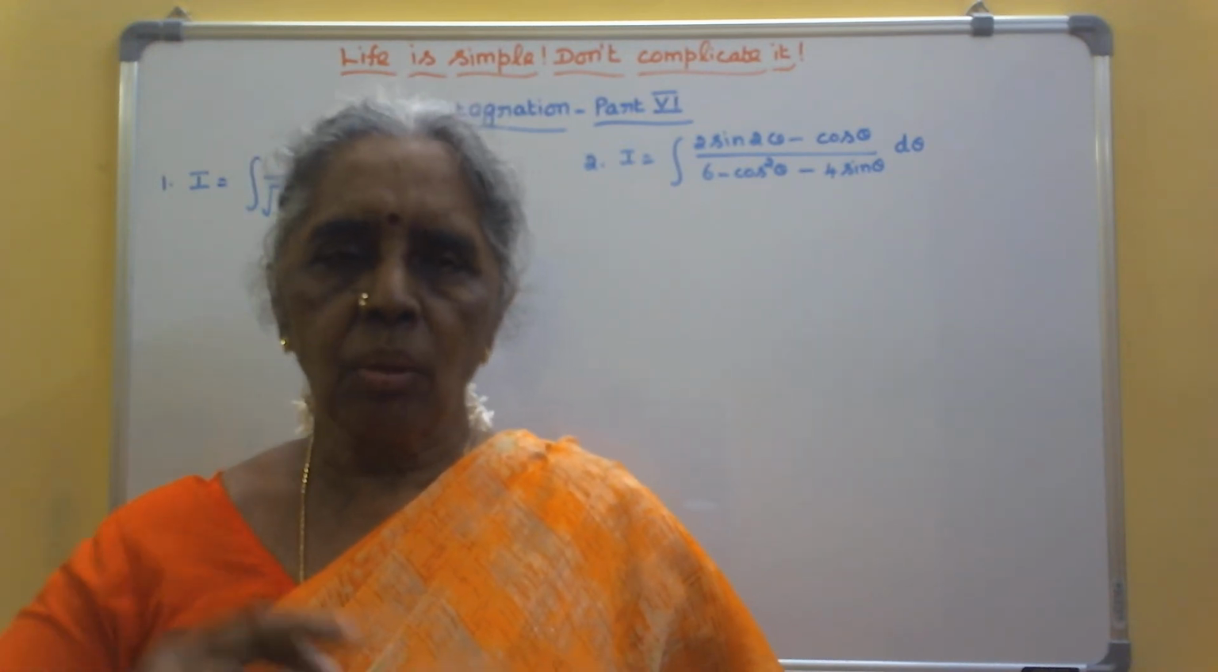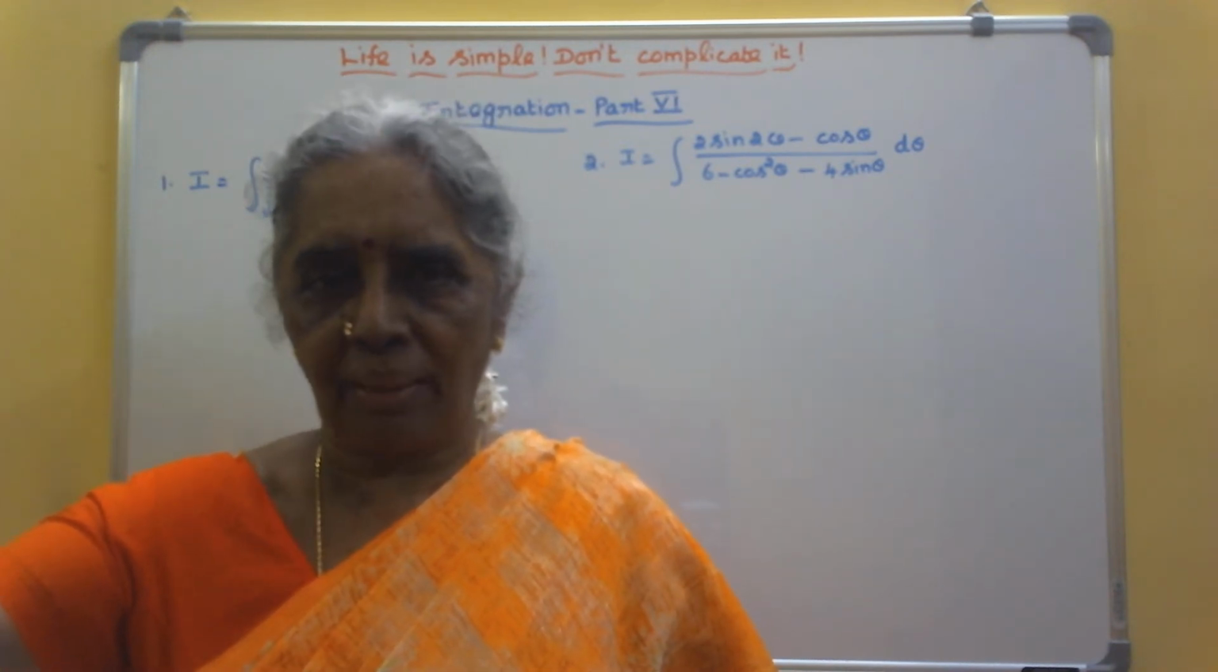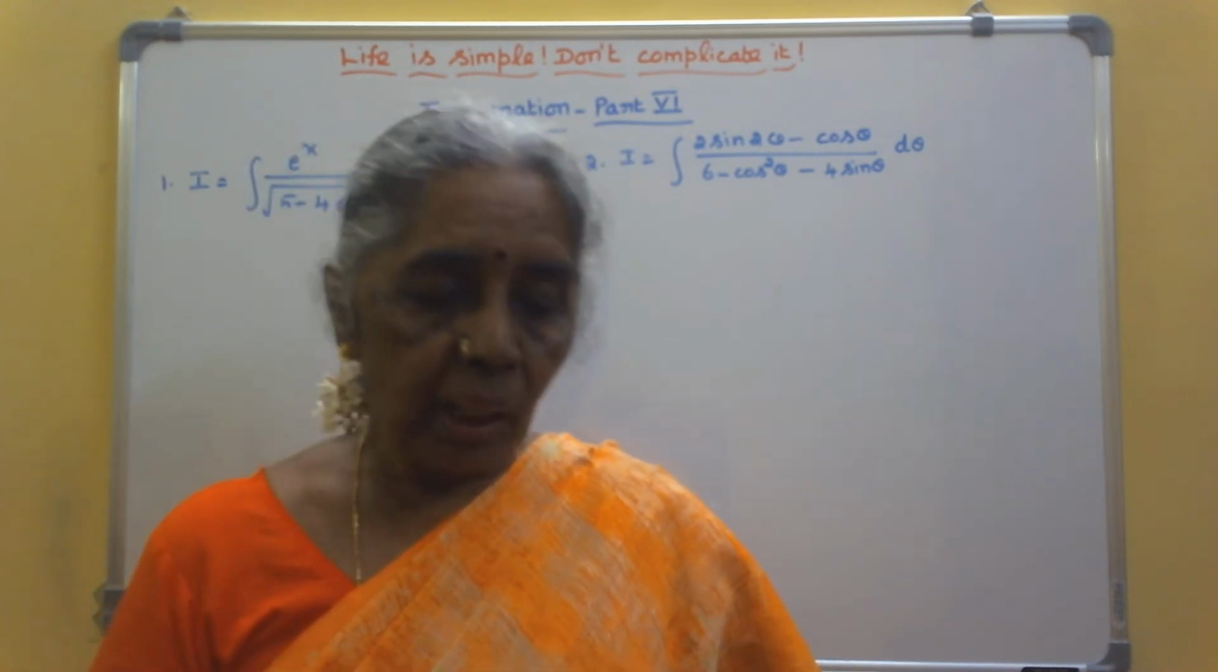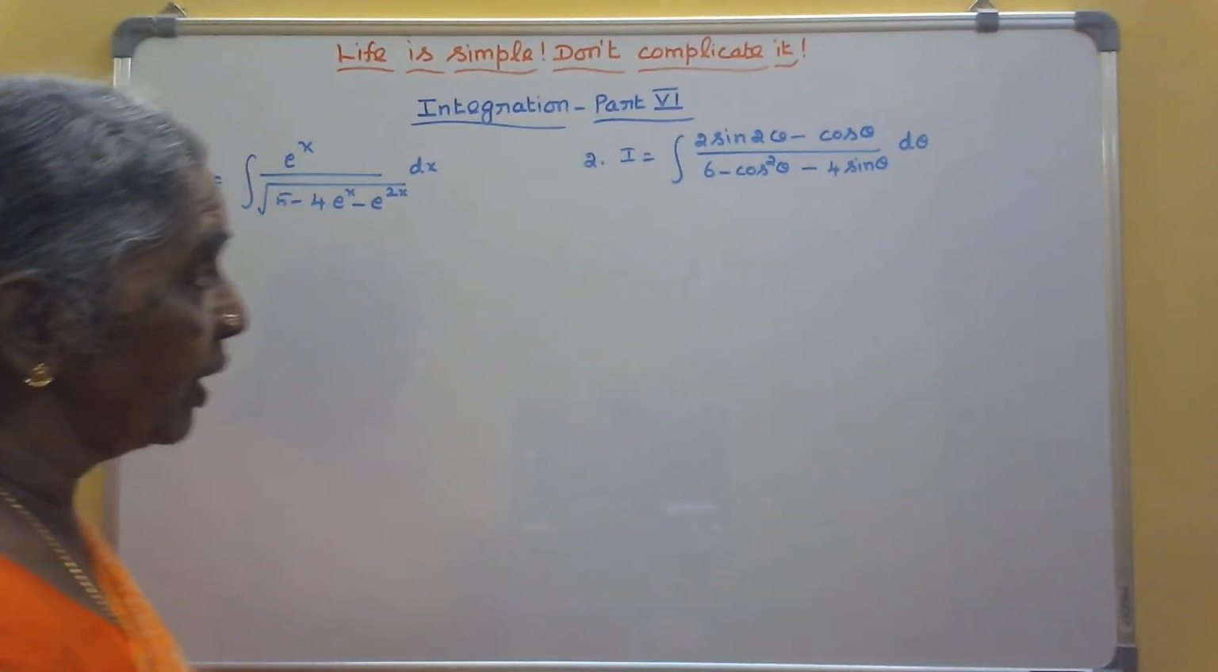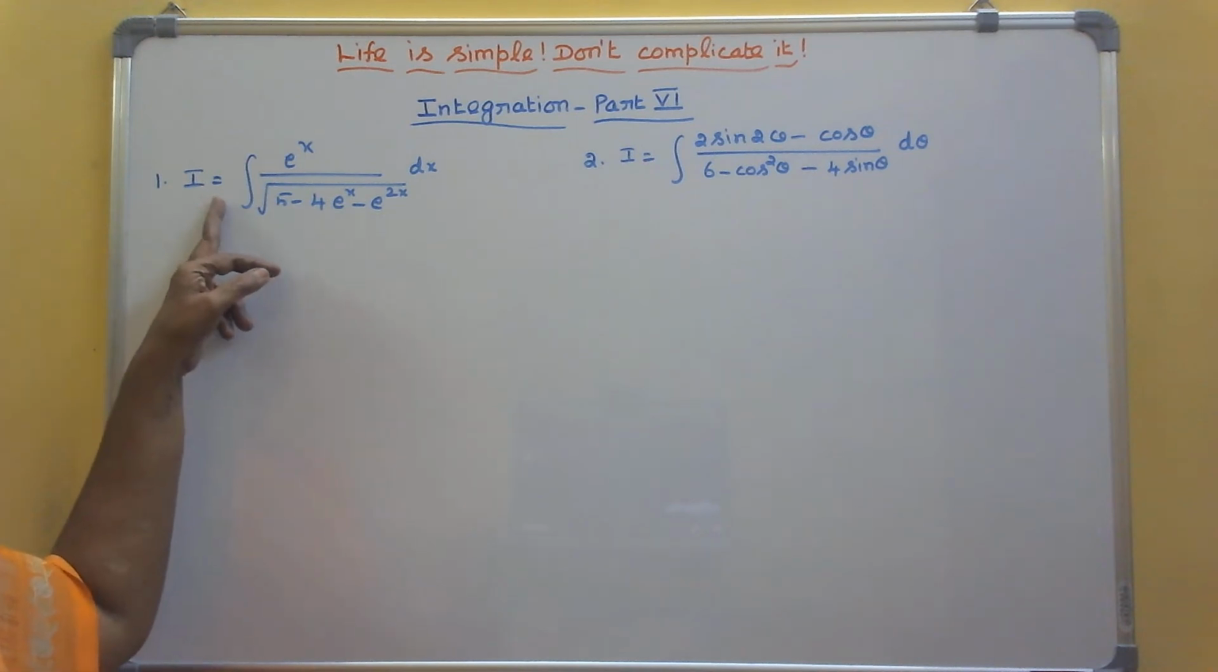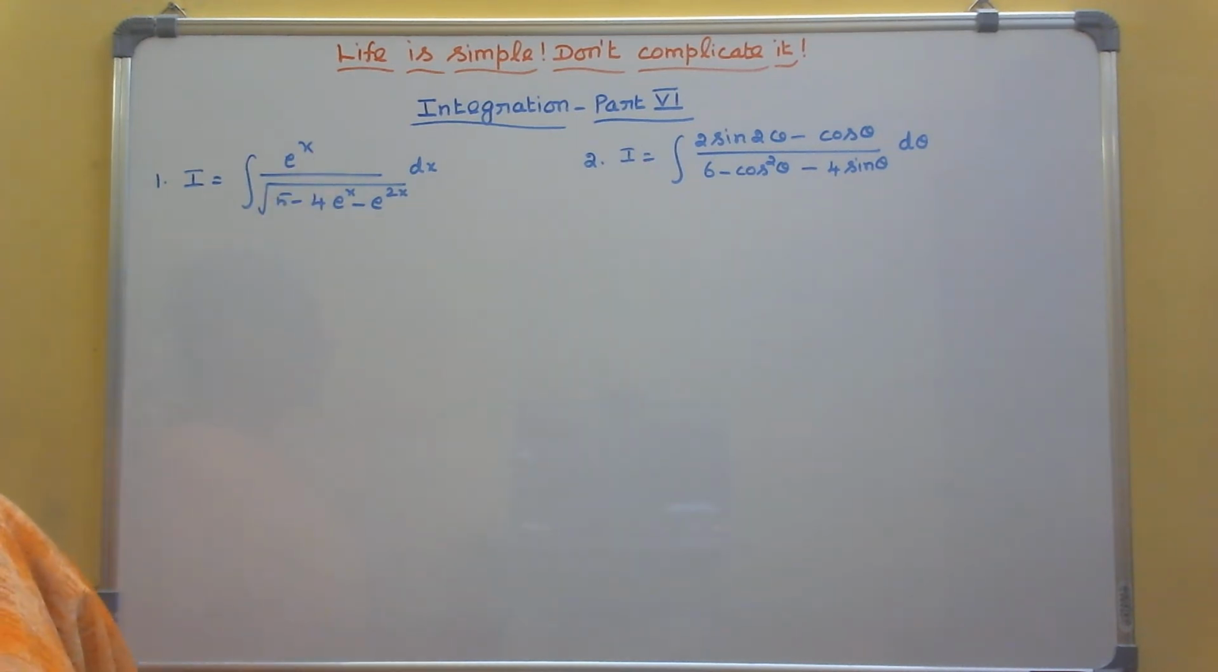Okay. Now one more step up we are going. Okay, one grade further. Now, if you look at the two sums I have given here, you are having I is equal to integral e power x by root 5 minus 4 e power x minus e power 2x.